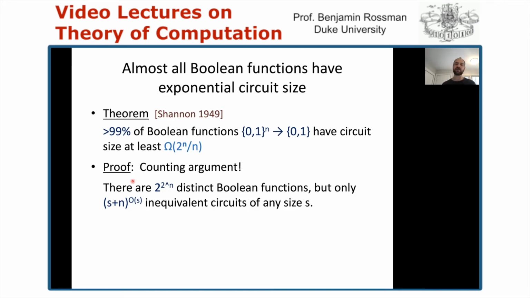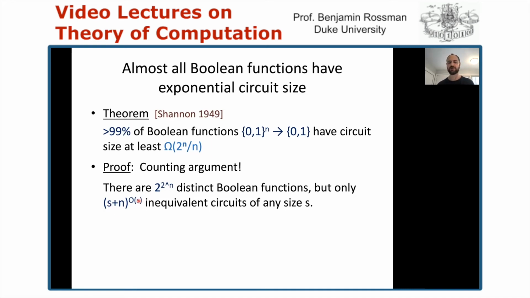But on the other hand, I claim that there are at most this number, (s plus n) to the order s, inequivalent circuits of any size s. So here we're really counting the number of distinct Boolean functions that are computable by size s. And it's an easy exercise to show that you can bound this by essentially s to the 2s.